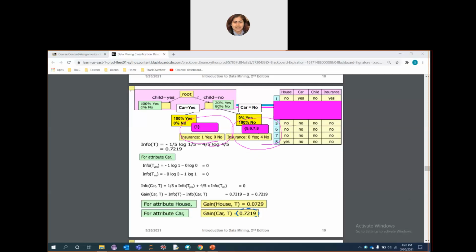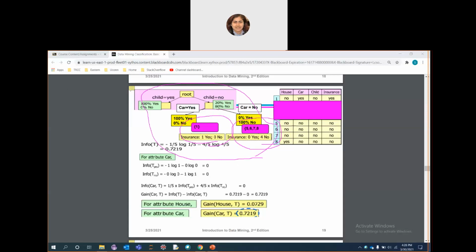So here we can make a decision about how to infer something from the given node. If someone doesn't have a child but has a car, they are likely to buy an insurance. If someone doesn't have a child and doesn't have a car also, they are unlikely to buy an insurance. They're most likely not to buy an insurance. Okay. So this is our final decision tree where we can make a decision.